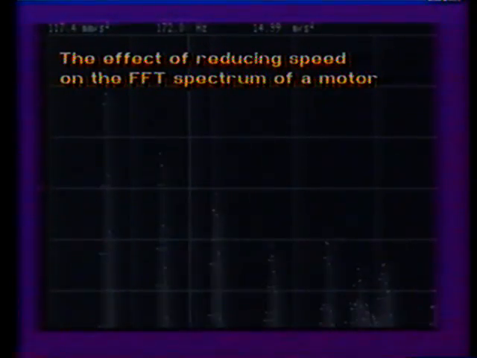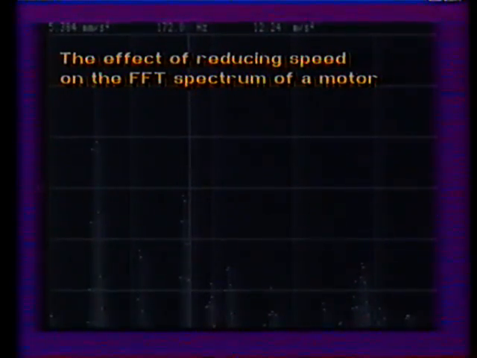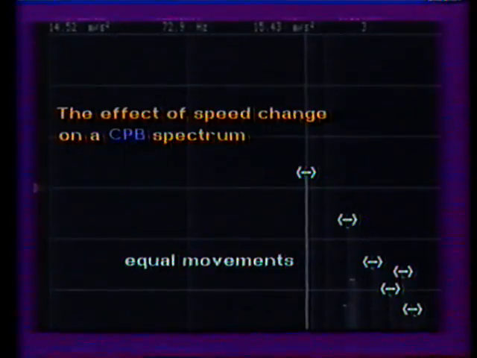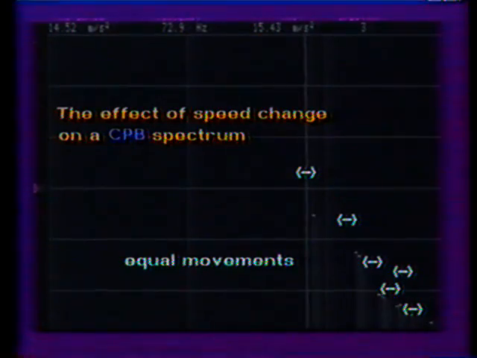The speed of a machine always affects its spectrum. We've got a problem. Each component in the FFT spectrum shifts by a different amount. Check out the electric motor slowing down. Notice everything shifts to the left. But with these two CPB spectra we've got flashing at you, the two different speeds have caused all components to shift by the same amount.